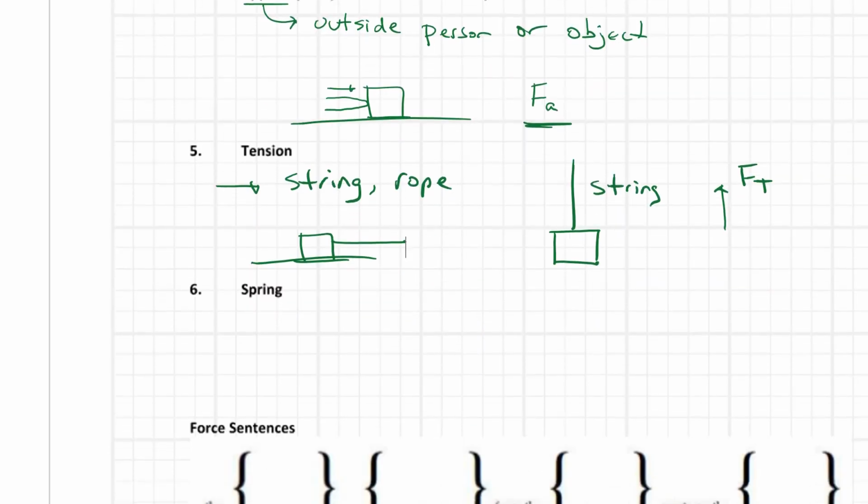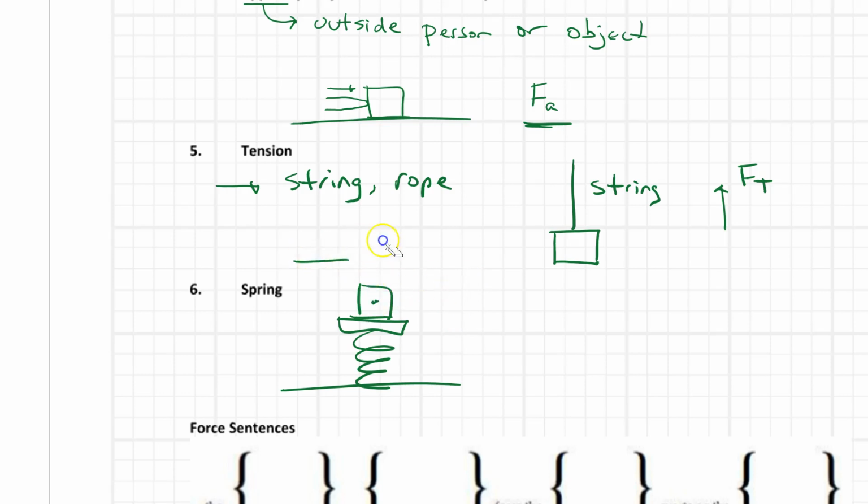The last one we have here is a spring. I'll do an object here. So here's a spring like this, and we put an object on the top of it. Which way is the spring pushing or pulling? In our case here, the spring would be pushing upwards on that object. So the force of the spring would be upwards.